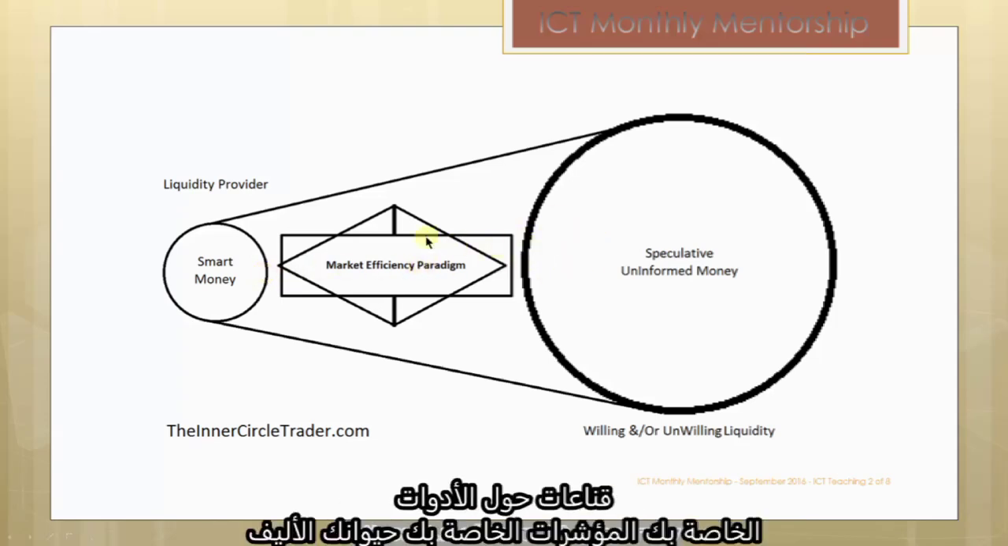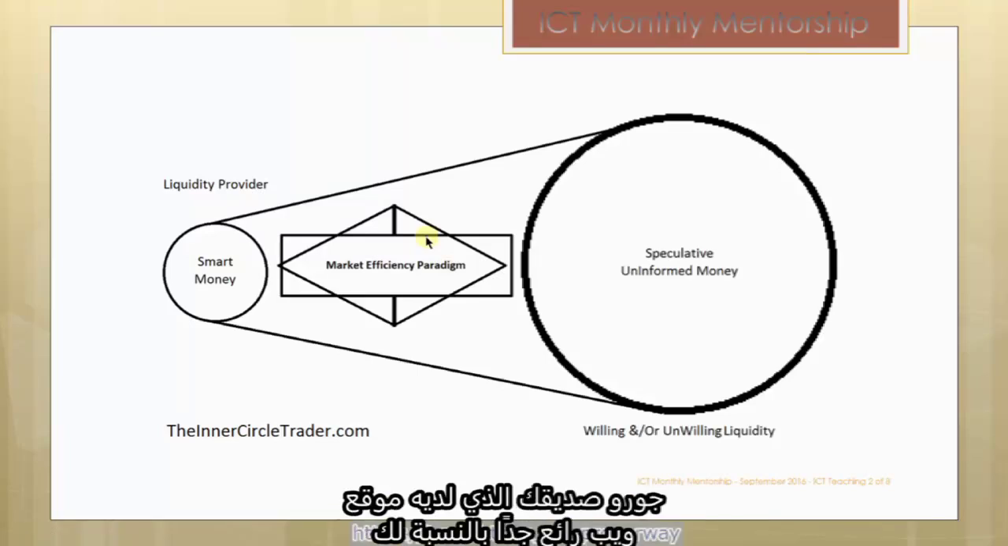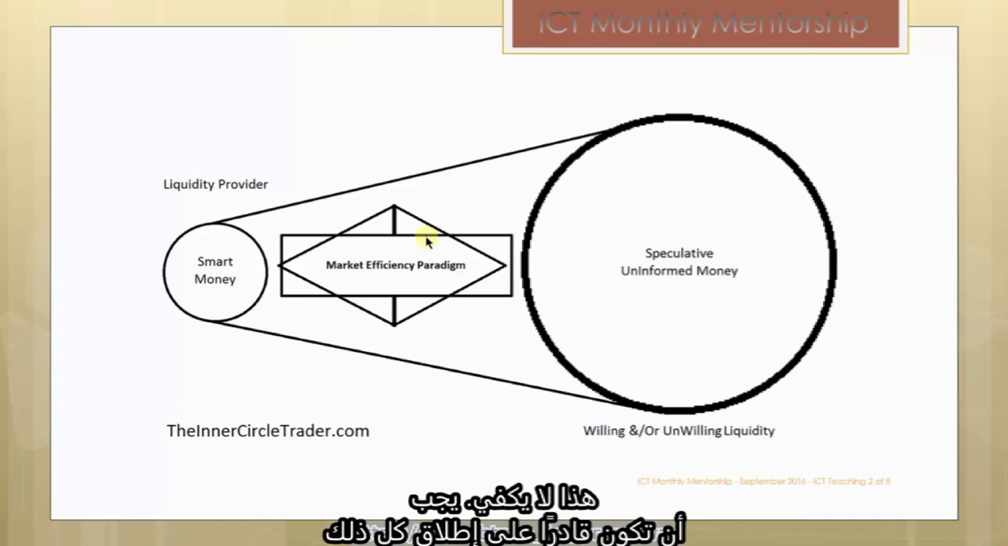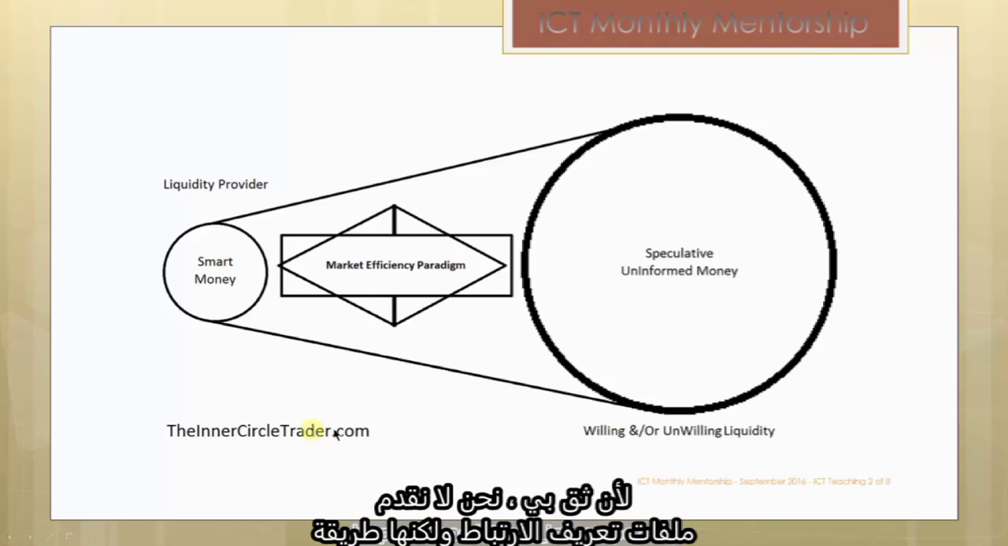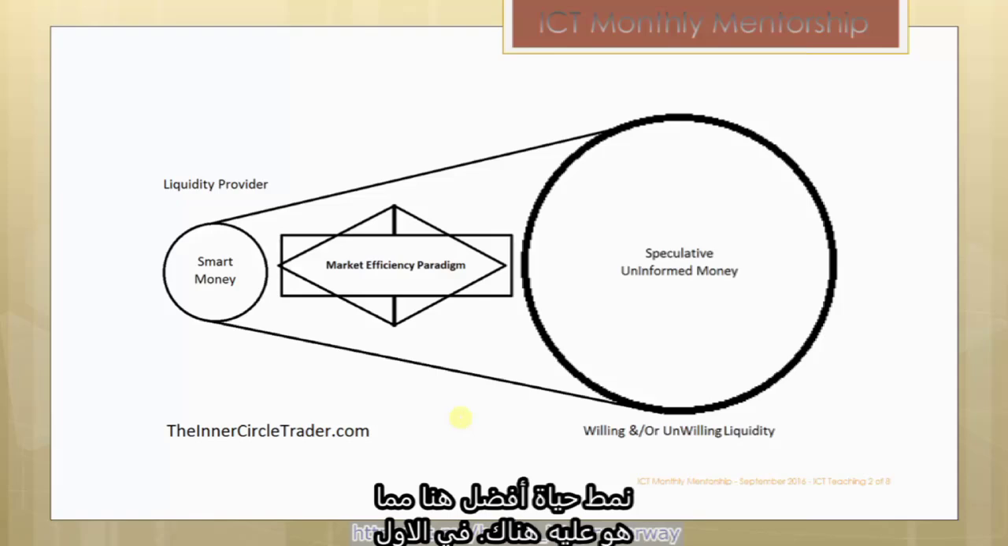You have too many convictions about your tools, your indicators, your pet guru, your buddy that has a website that's so cool to you. It's just not enough. You've got to be able to release all that stuff and just leave it all behind and join the smart money. Because trust me, we're not serving cookies, but it's a way better lifestyle over here than it is over there.